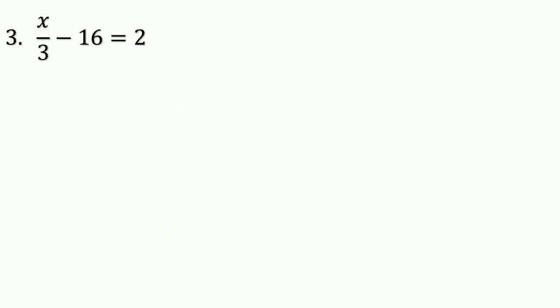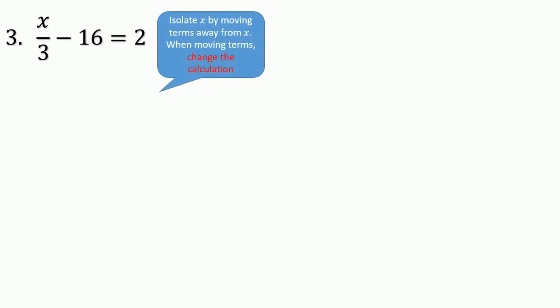There's another method of solving equations. Besides doing the same on the left hand side and right hand side, we can also isolate x by moving terms away from it, and when we move terms we will change the calculation, not change the sign but the calculation. In my example, I've got x over 3 minus 16 = 2.